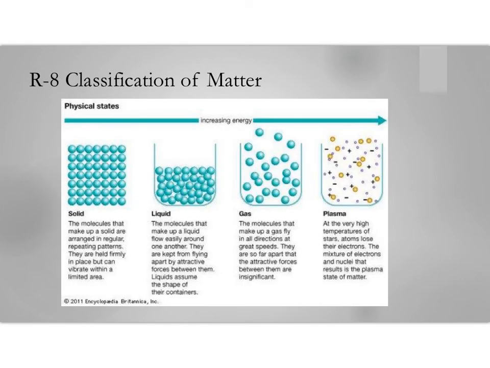This picture here is just a way of demonstrating the particles of solids, liquids, gases, and plasmas, and you can read the little descriptions below them. But if you look closely at the rightmost picture, it has positive and minus signs in there, and that indicates the charges. At the very high temperatures of stars, atoms lose their electrons. The mixture of electrons and nuclei that results is the plasma state of matter.